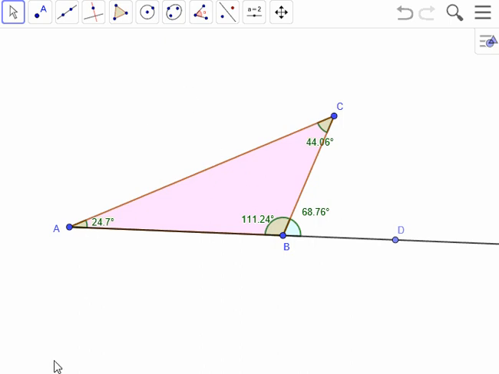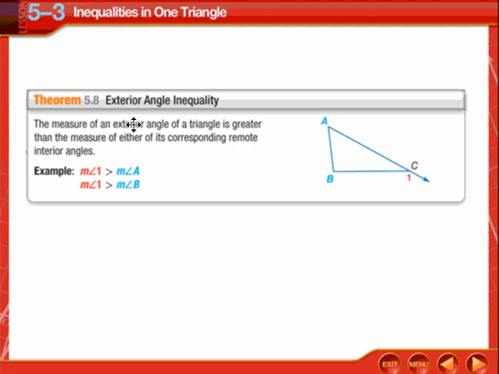And so that's what the exterior angle inequality theorem says. It says that the measure of an exterior angle of a triangle is greater than the measure of either of its corresponding remote interior angles. In this diagram, that means that the measure of angle 1 is greater than the measure of angle A, and also that the measure of angle 1 is greater than the measure of angle B. And of course, don't forget that the measure of angle 1 is equal to the measure of angle A plus the measure of angle B.